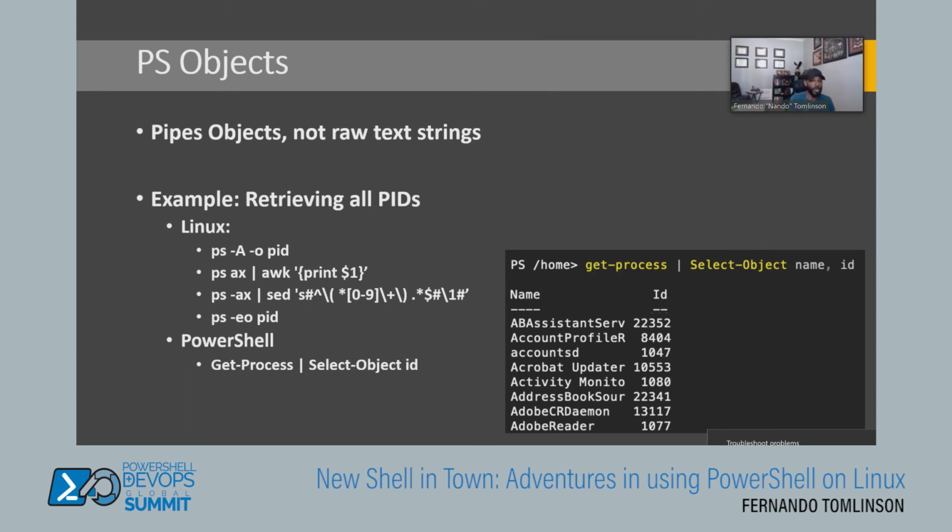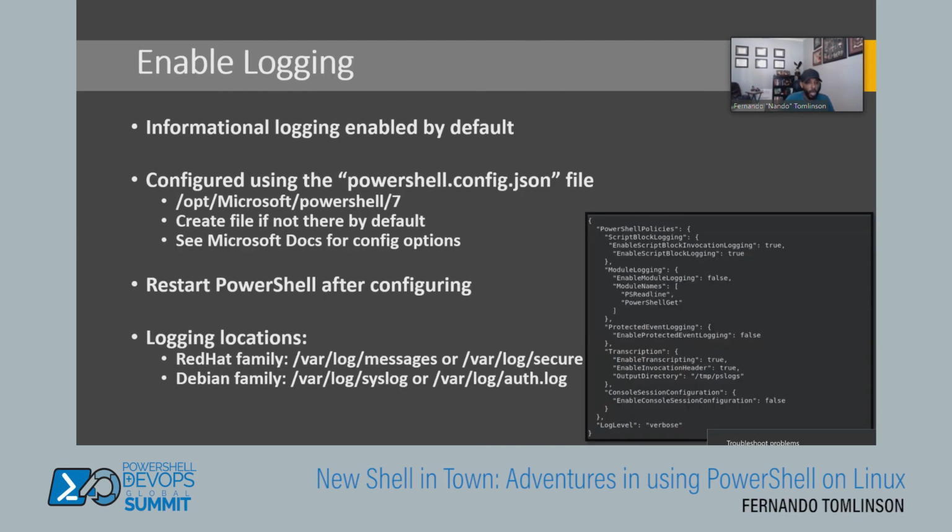But we can do name, comma, ID, and be good to go. And the next time we want to get the PID, we can do the exact same thing. Well, if we want to get a different property, we just specify that property. We don't have to sit there and try to cut or set our way down to find the data that we are looking for.